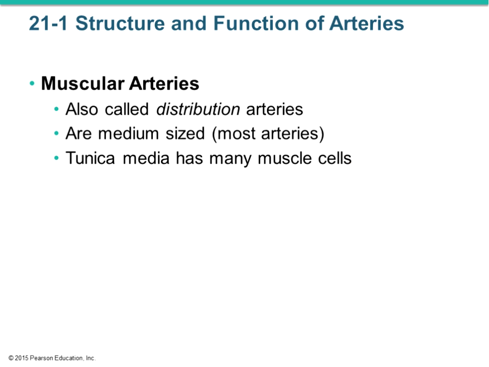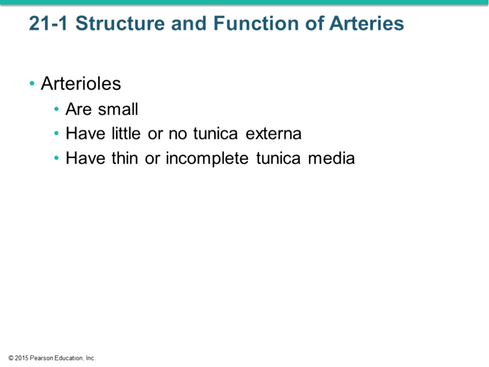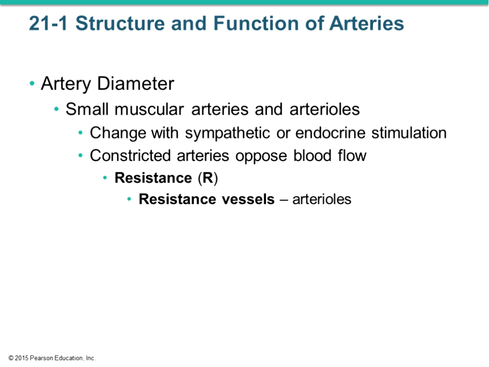Okay? Muscular arteries are also referred to as distribution arteries, meaning that they are sort of where we're distributing blood throughout the body. They're more medium-sized. Most arteries are muscular arteries. And we see more smooth muscle, of course, in this location. Arterioles, then, as I said, are the smallest one. Very little tunica externa. Very thin media, so it's really more about getting ready to distribute this blood to the capillaries where gas exchange is going to occur.